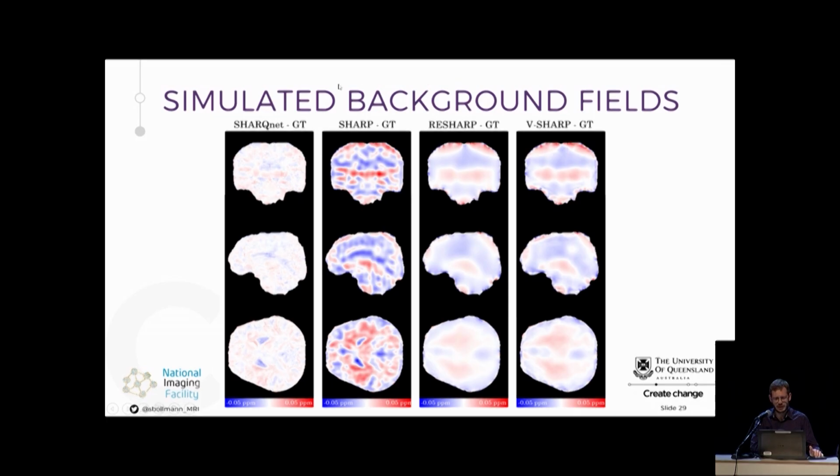Since this is simulated data, we actually get real error measures. So when we look at SharkNet versus ground truth, we see the errors are quite low compared to the established methods, which is very nice and good to see.